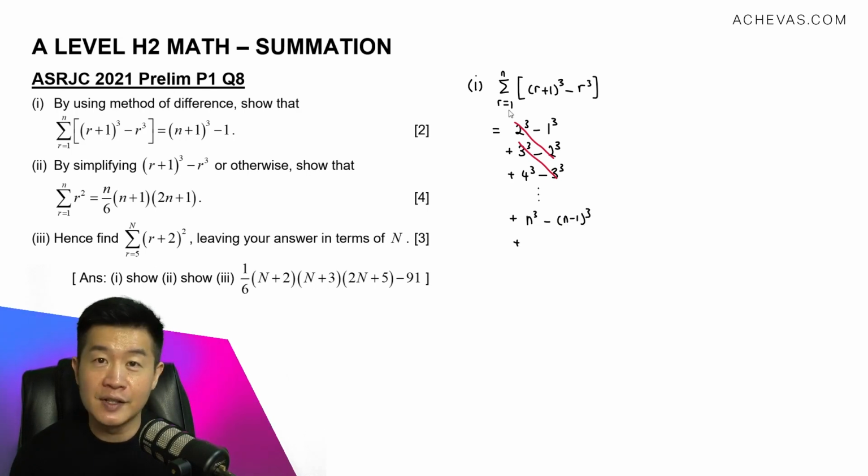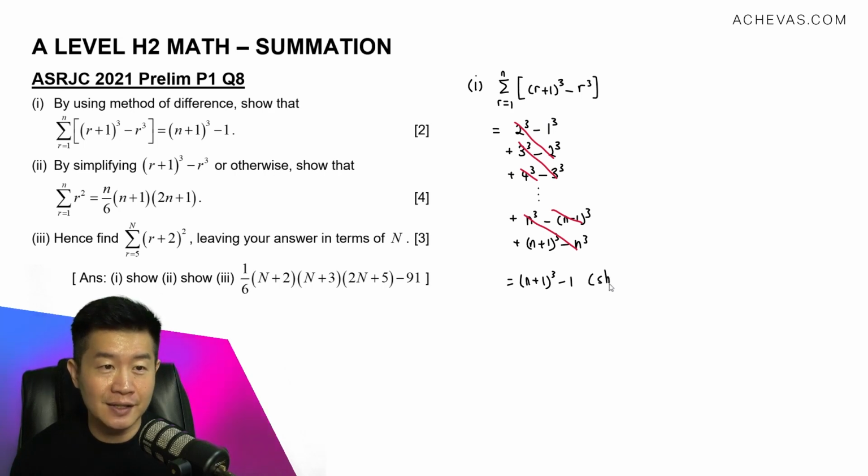And finally, when r is equal to n, this will become n plus 1 to the power of 3 minus n to the power of 3. And we're seeing exactly the same pattern of cancellation. So we can imagine that all the terms that are in between will be cancelled according to the same pattern. So what we're going to be left with will be n plus 1 to the power of 3 minus 1 to the power of 3. This is 1, and this is what the question wants us to show.